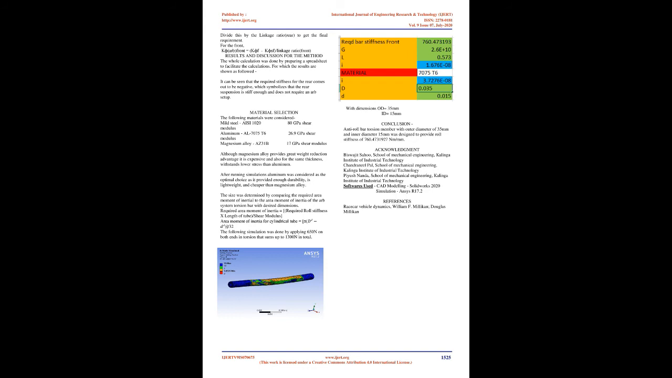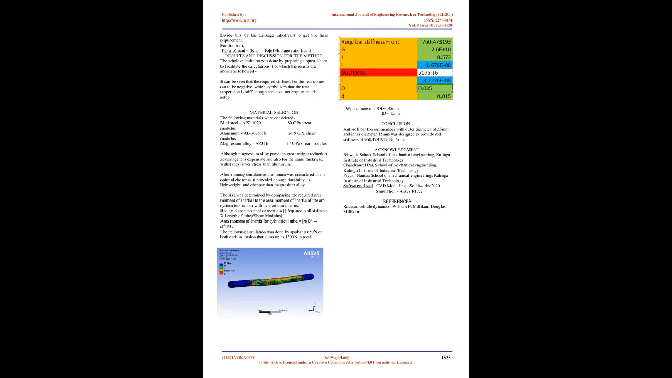Material selection. The following materials were considered: Mild steel AISI 1020, 80 GPa shear modulus; Aluminum AL 7075 T6, 26.9 GPa shear modulus; Magnesium alloy AZ31B, 17 GPa shear modulus. Although magnesium alloy provides great weight reduction advantage, it is expensive and, for the same thickness, withstands lower stress than aluminum. After running simulations, aluminum was considered the optimal choice as it provided enough durability, is lightweight, and cheaper than magnesium alloy.